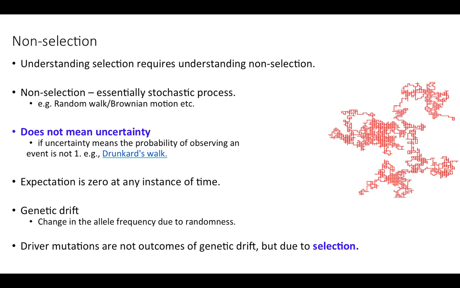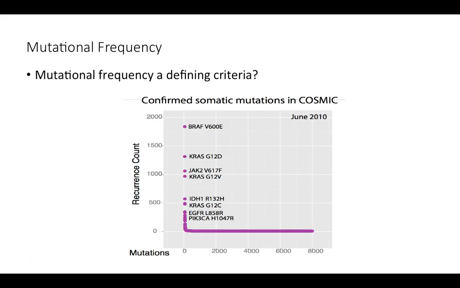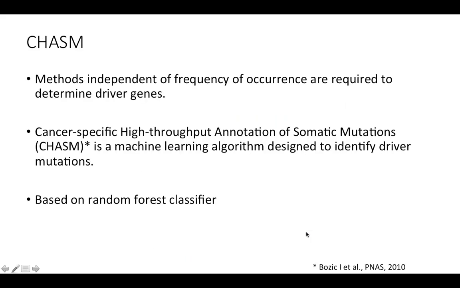So driver mutations are not an outcome of genetic drift, but due to selection, right? You can have a non-random process by which certain phenotypes get selected. For example, P53 and KRAS are classically selected, right? And if you look at the mutational frequency, there are some mutations that are highly selected, and there's a big tail, but still there could be some key mutations in there, right?